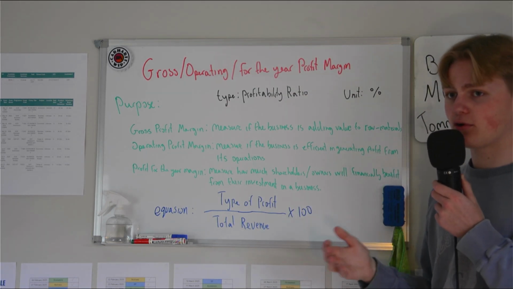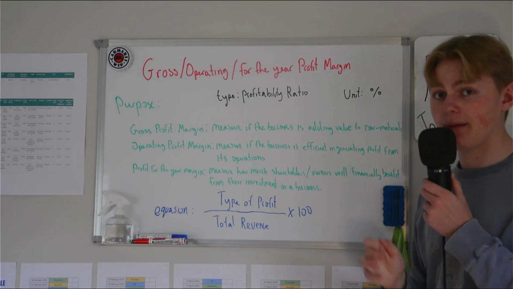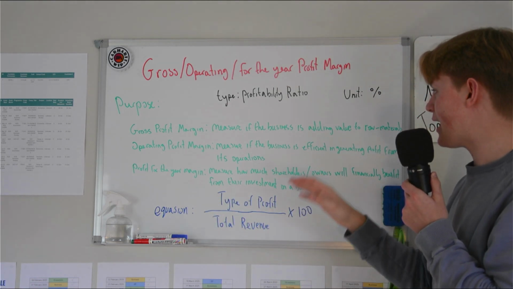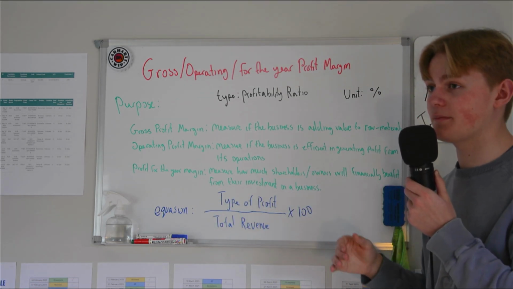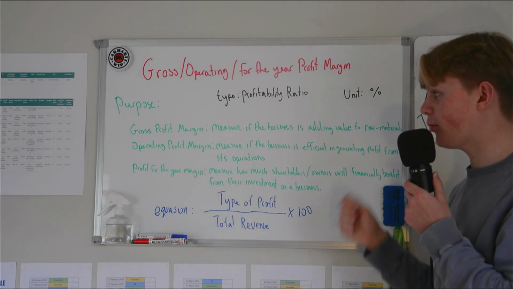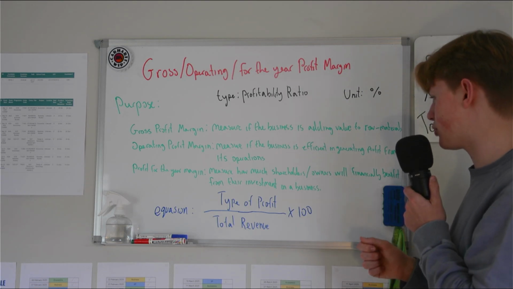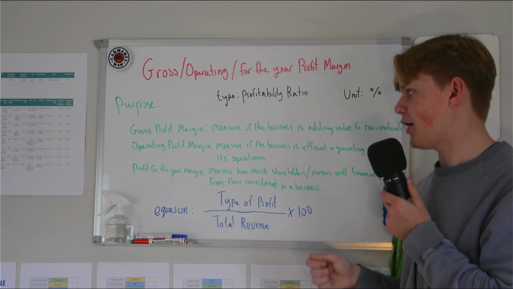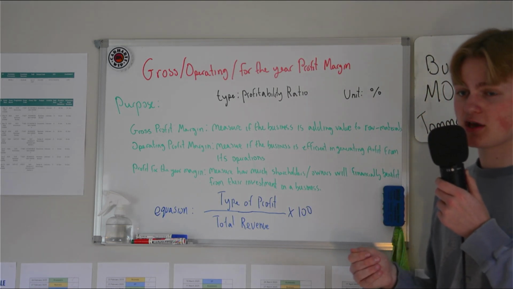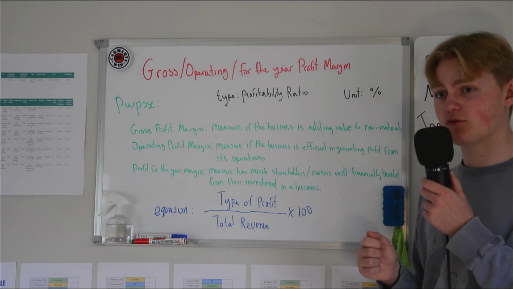And because we're talking about profits here, it's obviously going to be all profitability ratios. But the purpose of them does vary slightly. So our gross profit margin is to tell us how well the business is doing at adding value to its raw materials. Our operating profit margin is telling us how efficient the business is at generating profit from its operations. Our profit for the year margin is telling us how well shareholders/owners will benefit financially from their investment within the business.